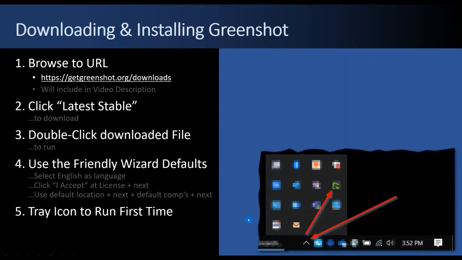Once the wizard's done and it's installed, the first time that you go to run Greenshot, here's the lower right of my computer and the system tray, my little clock, and anyway, Greenshot for me happens to show up in this window. If you don't have a lot of stuff installed, it may show up on the base tray, but you'll want to run this Greenshot the first time, and that'll configure some stuff. Once it's been run, it'll run from a print screen thereafter.